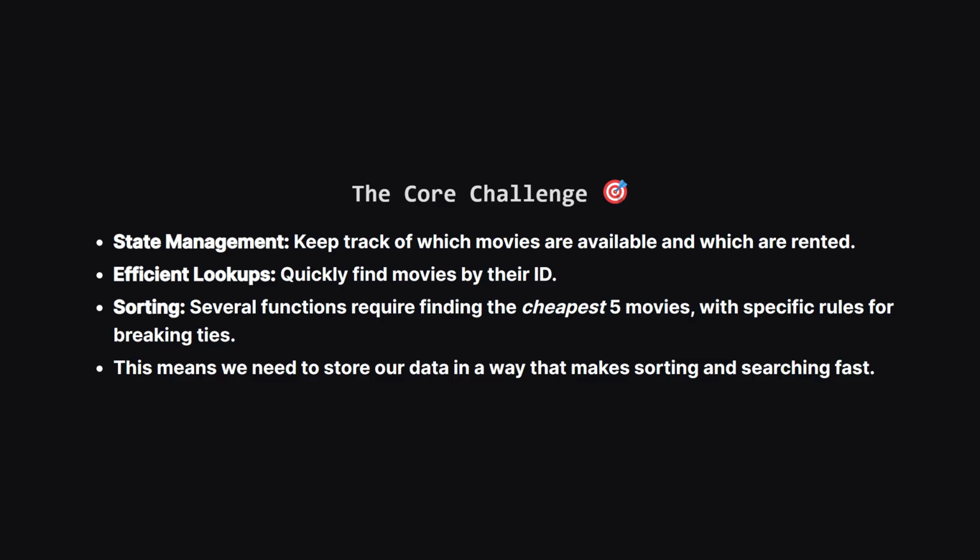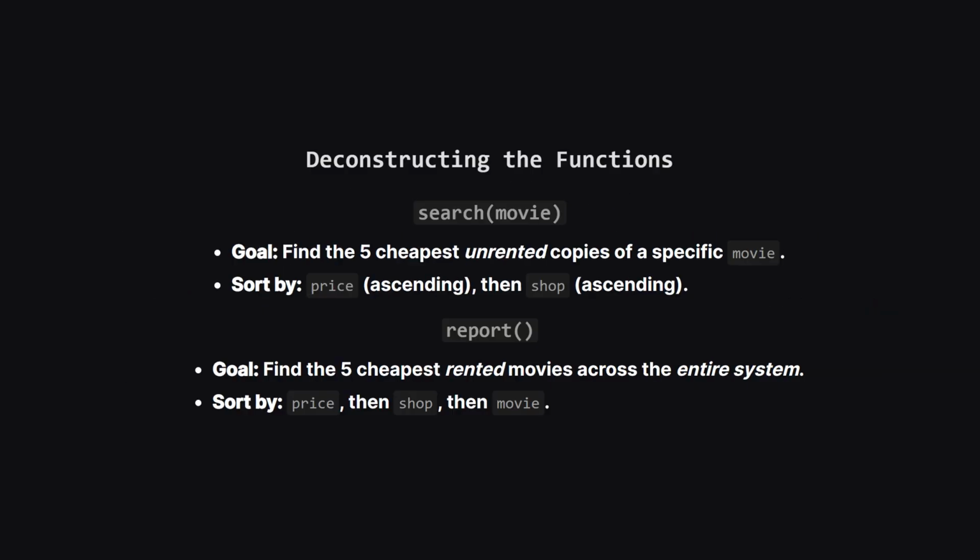The tricky part is that both the search and report functions ask for the cheapest five. This is a big clue. It tells us we'll need our data to be sorted, or at least easily sortable, by price. Let's look at the two functions that involve sorting. Search is specific to one movie ID. It needs the five cheapest shops that have an unrented copy.